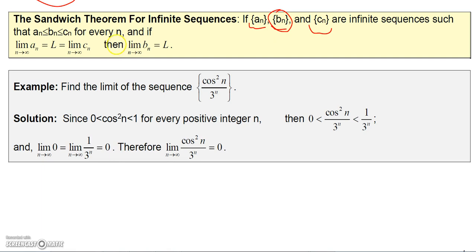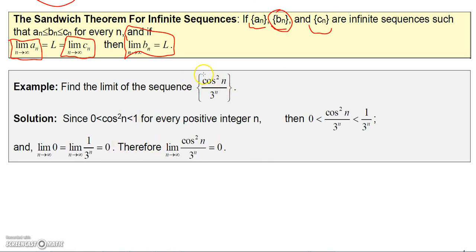Okay, so if that's true, then we know that if the limit of a sub n is L and the limit of c sub n is L, then the limit of b sub n must also be squeezed to that same limit L, of course, as n goes to infinity. Okay, so let's take a look at an example of that.